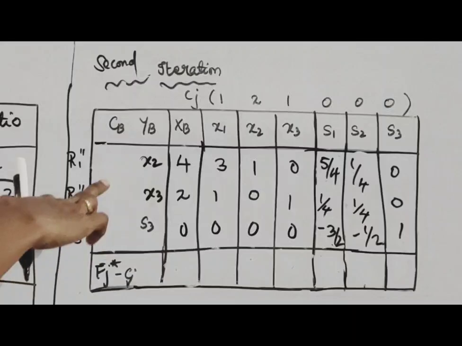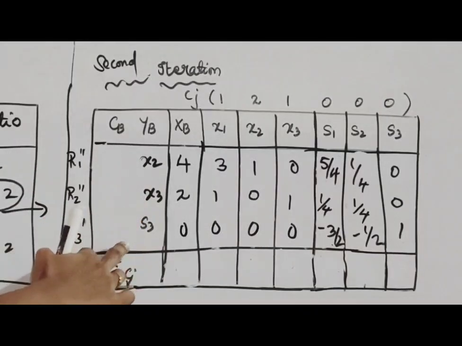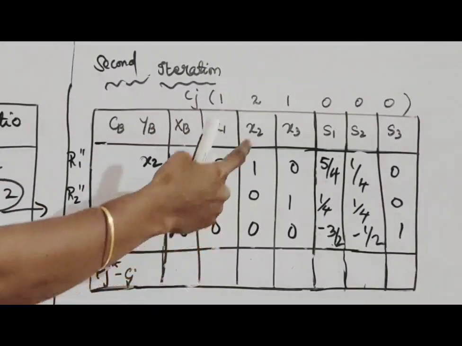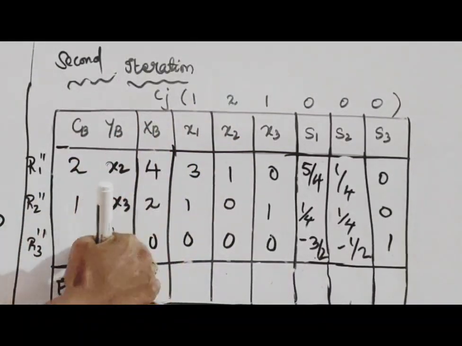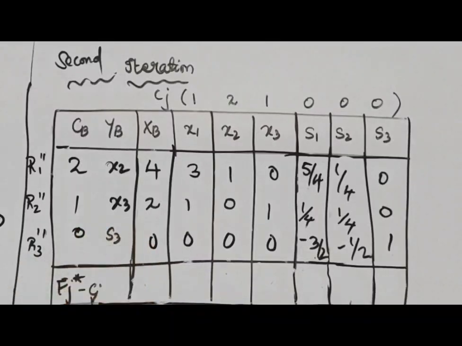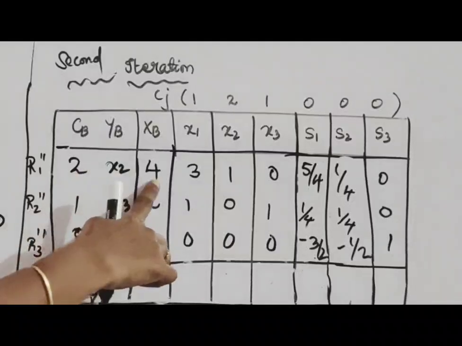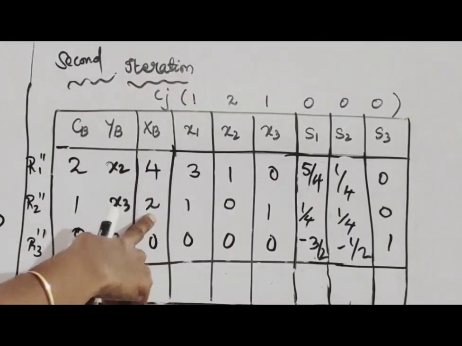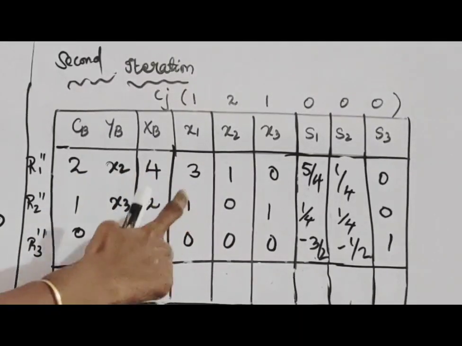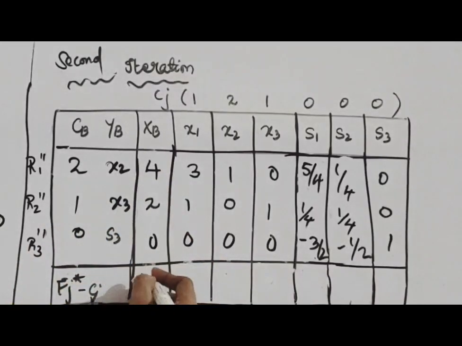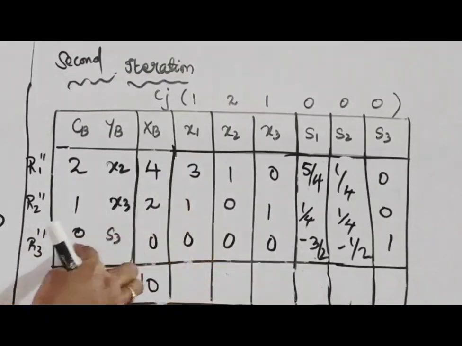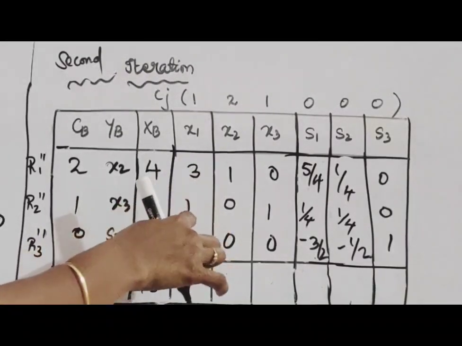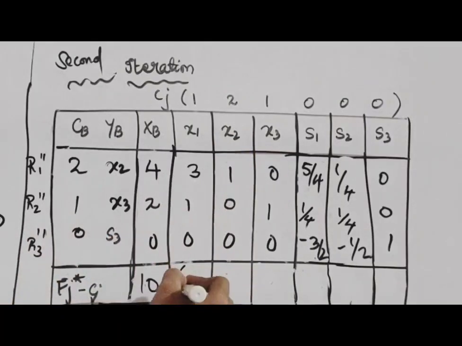Now we have to write the cost for the variables x2, x3 and s3 from the objective function. What is the cost for the variables x2 and x3? 2 and 1. What is the cost for the variable s3? It's 0, right? Now we have to find the value fj star minus cj. That is 2 into 4, 8. Plus 1 into 2, 2. Plus 0 into 0, 0. That is 8 plus 2 plus 0, that is 10. And 2 into 3, 6. Plus 1 into 1, 1. Plus 0 into 0, 0. 6 plus 1, 7. 7 minus 1, 6.